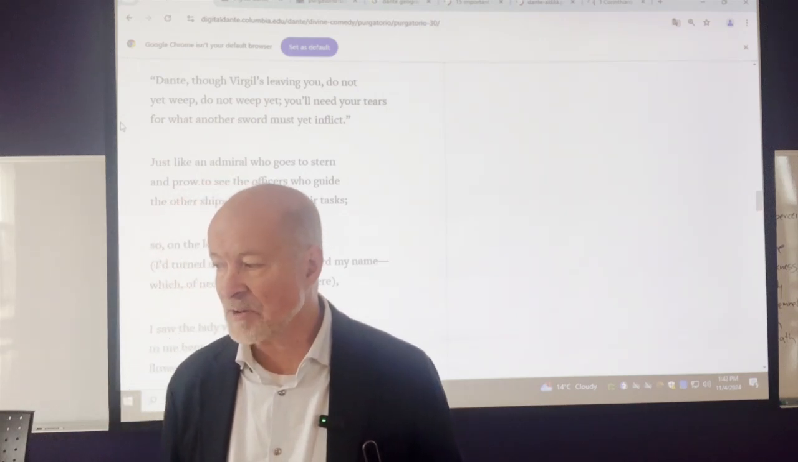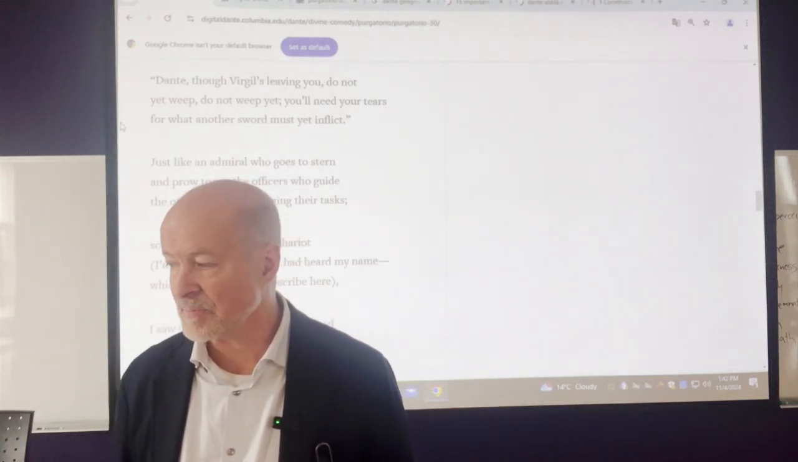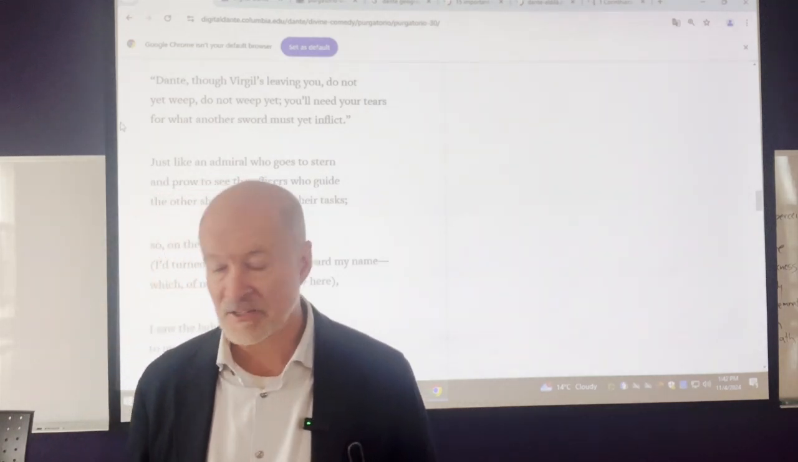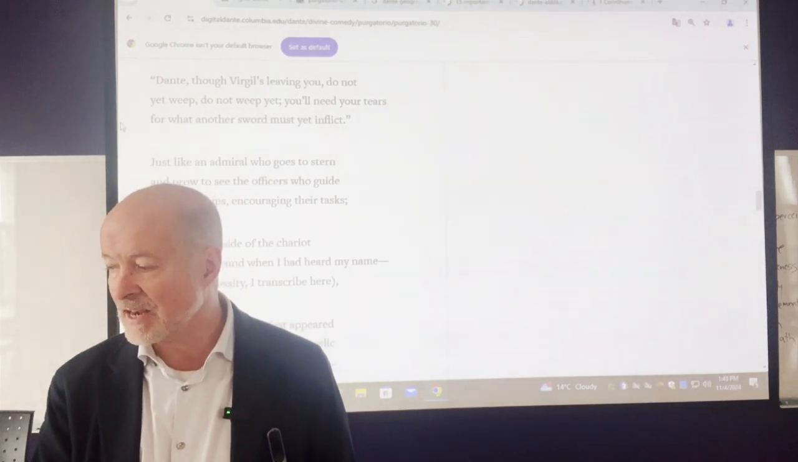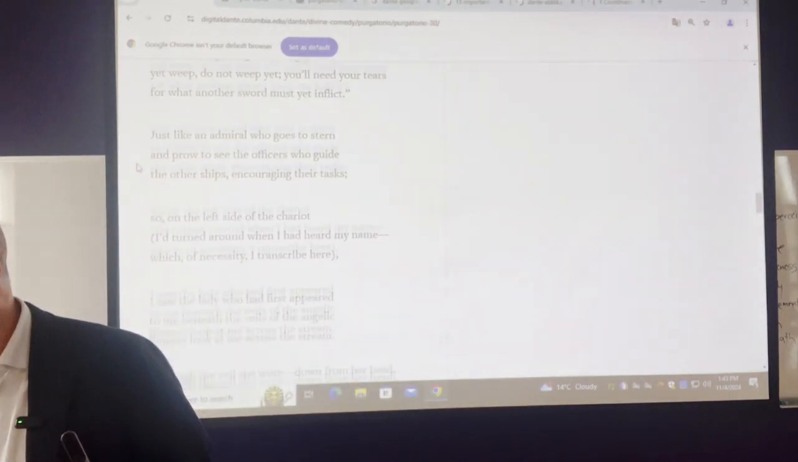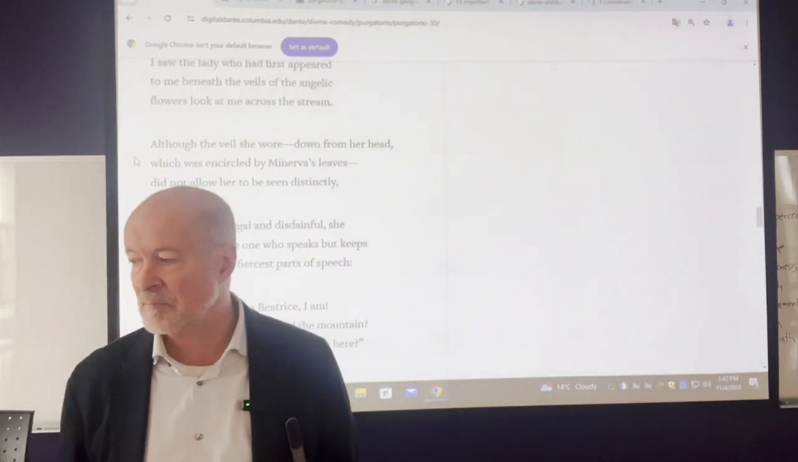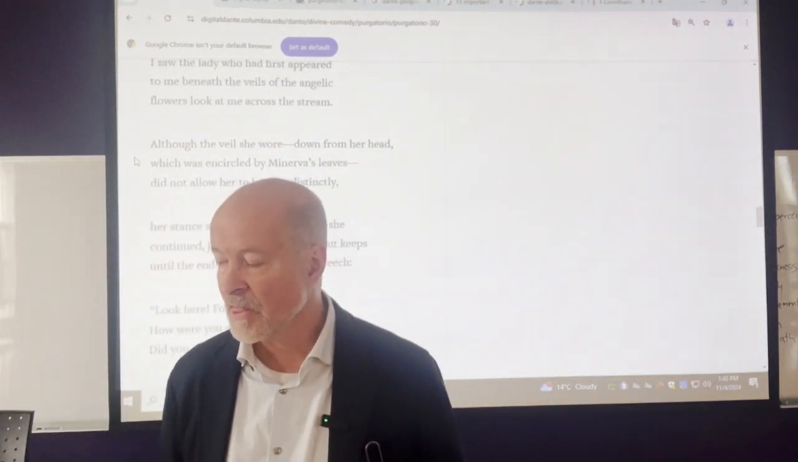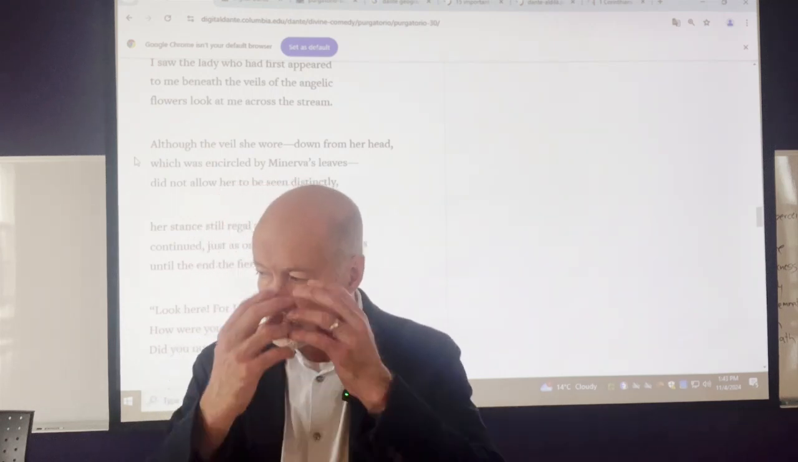Just like an admiral who goes to stern and proud to see the officers who guide the other ships, encouraging their tasks. It's an epic simile, by the way. So on the left of the chariot, I turned around when I'd heard my name, which of necessity I transcribe here. I saw the lady who had first appeared to me beneath the veils of the angelic flowers look at me across the stream. Though the veil she wore, down from her head, which was encircled with Minerva's leaves.